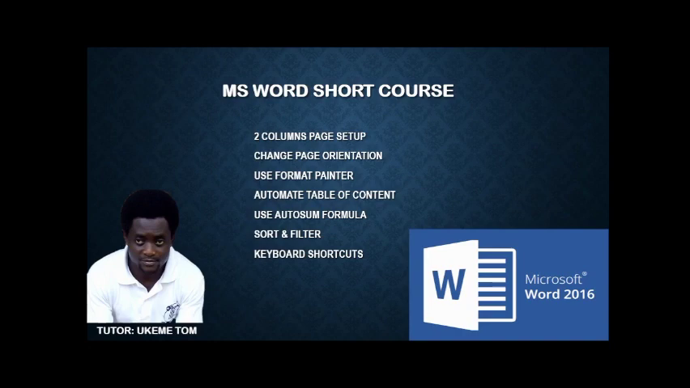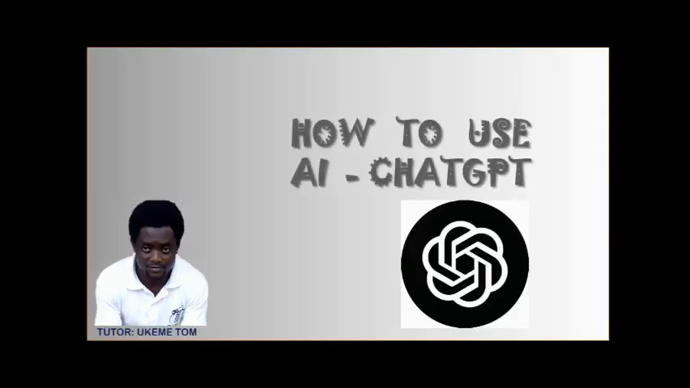And we are also going to practice some keyboard shortcuts. And then we also move to ChatGPT, the AI tool. So we are going to look at how to use ChatGPT for research and how to use it to find a job. Okay, that's what we have in the package. Now let's get started.